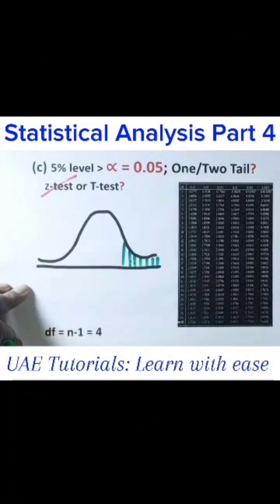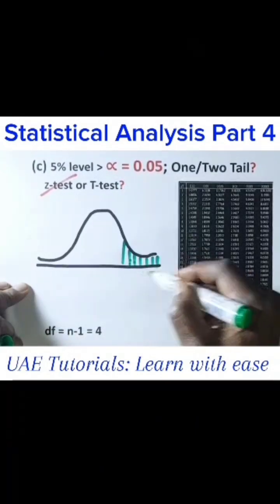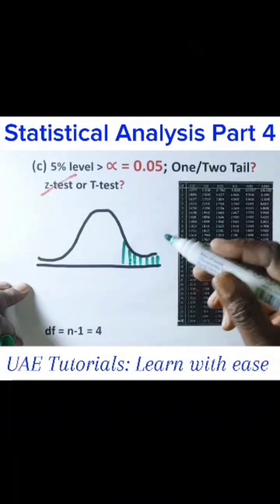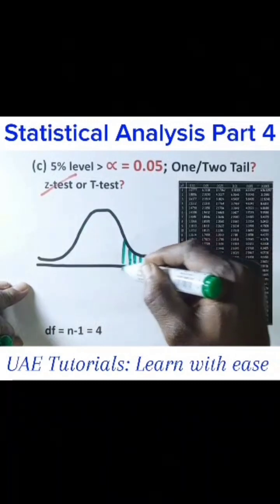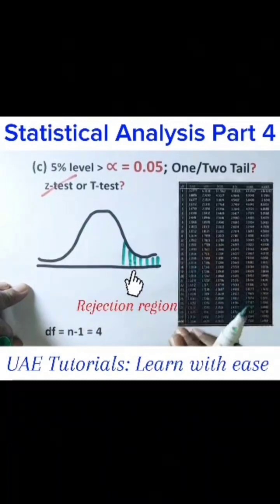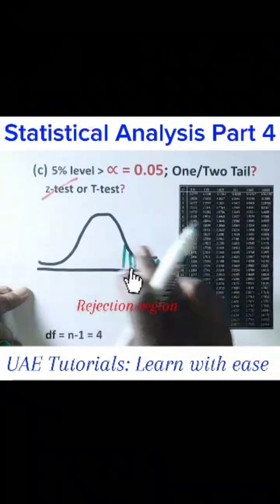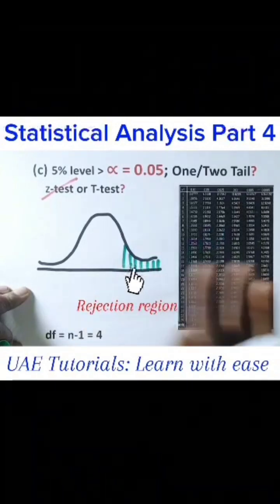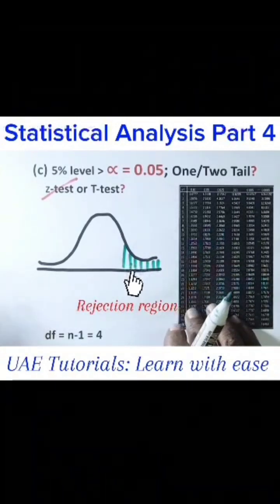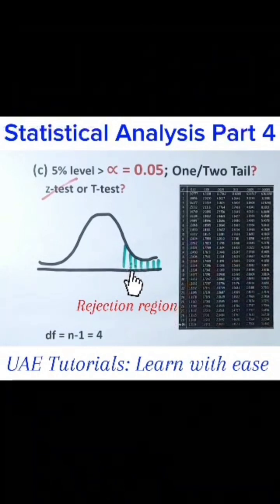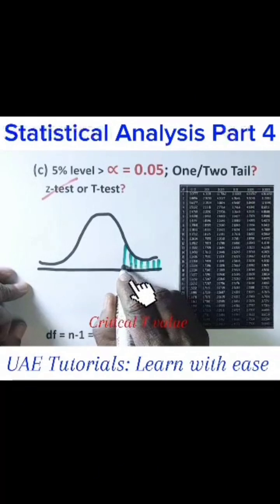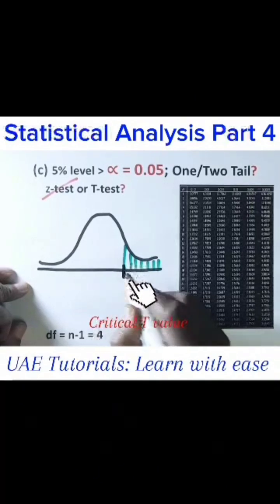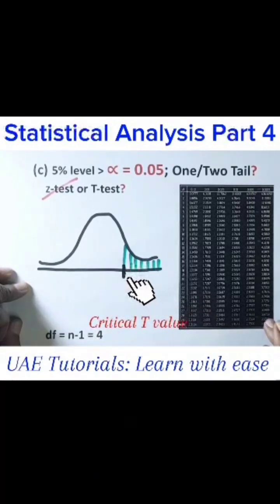Because it's a one-tail scenario, we have shaded this portion, and if you could recall from my last video, this portion of the bell shape or the normal distribution curve is called the rejection region. If any values fall inside the rejection region, then we draw a conclusion from that. So the next thing is our critical value, and we are going to read it from the t distribution table. So what is the critical value?